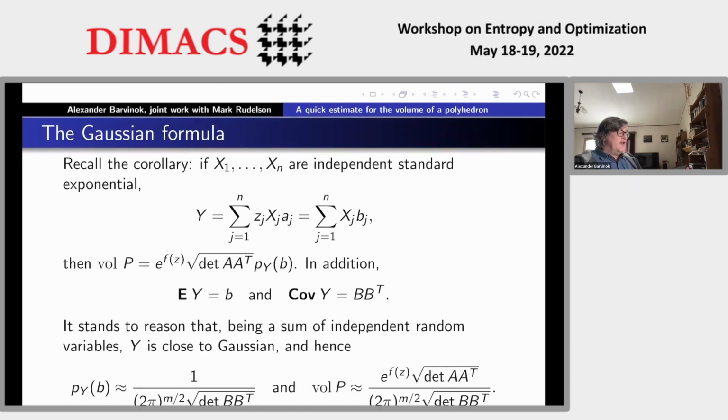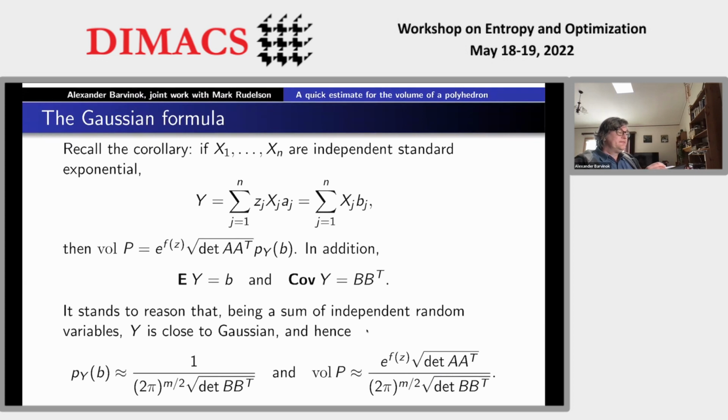Okay, jolly good. So here's the Gaussian formula that I mentioned several minutes ago. So we have this formula that the volume is expressed in terms of the density of a random variable, which is a sum of independent random variables, and the density is measured in its expectation. So it seems very tempting to say that it's probably Gaussian, right?